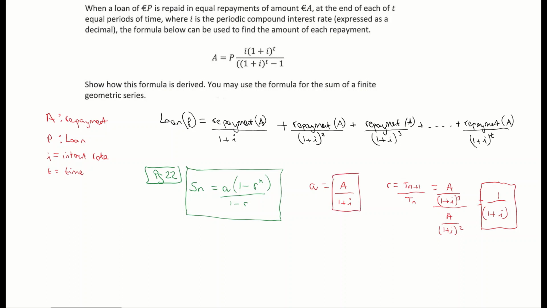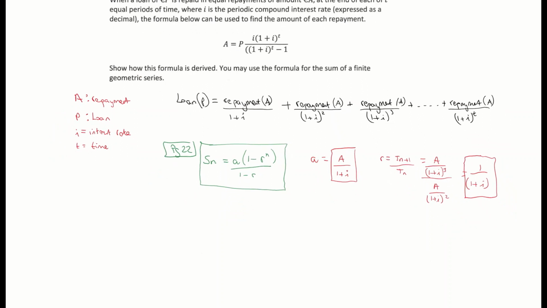And now we just need to fill in our formula. There's going to be a little bit of use here of some complicated algebraic manipulation. So let's write down everything we know and fill in our formula. The sum of the terms is going to be my loan, so I'm now going to change Sn to P. That's the sum of the loan. And I'm going to sub in my A, which is A over 1 plus I. I'm going to use a lot of brackets here. And now I'm going to multiply it by 1 minus my r, which is 1 over 1 plus I, and that is all to the power of T.